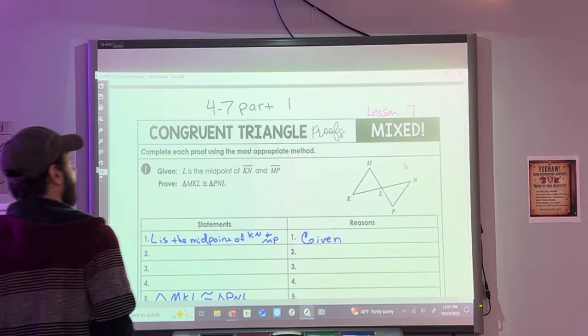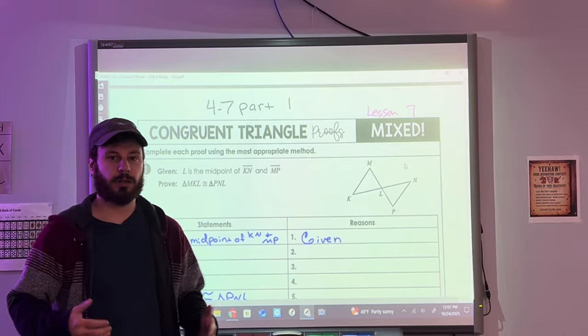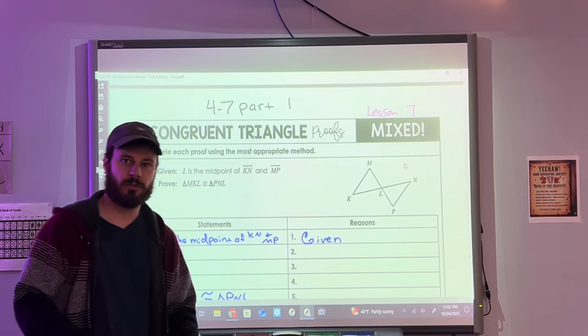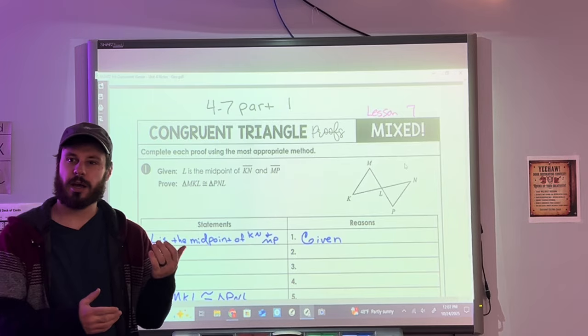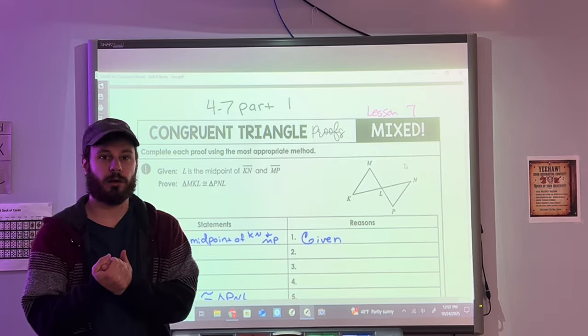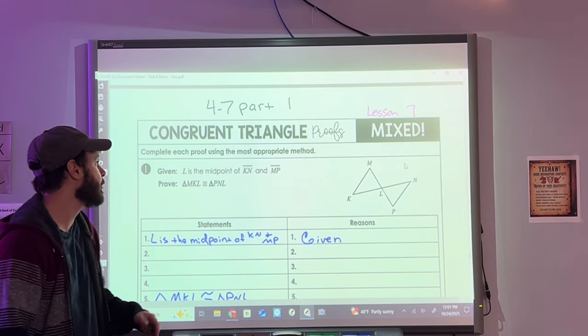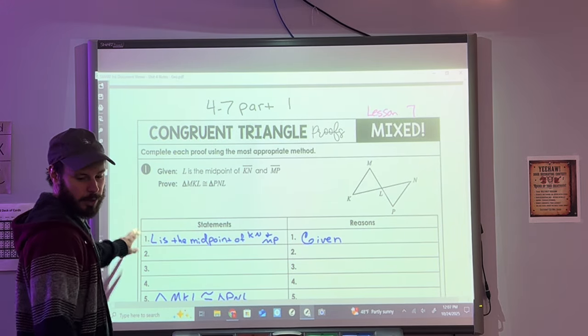All right, we're gonna kick off the first half of the final lesson with a mixed review. So now everything's on the table, okay? All 5 of our different choices: side, side, side; side, angle, side; angle, side, angle; angle, angle, side; and hypotenuse leg. All of these are viable. So no more cheating, no more we know what the answer should be. We have to figure it out.